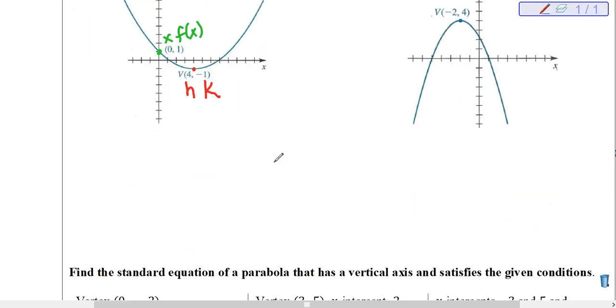So the first time I do this, I'm going to go ahead and write out the formula first, and then I'll replace them with numbers. You can just watch if you want. So f of x is equal to a times quantity x minus h, quantity squared, plus k. I'll fix that h up a little bit. Okay, and then I'm going to do it again. Now watch.